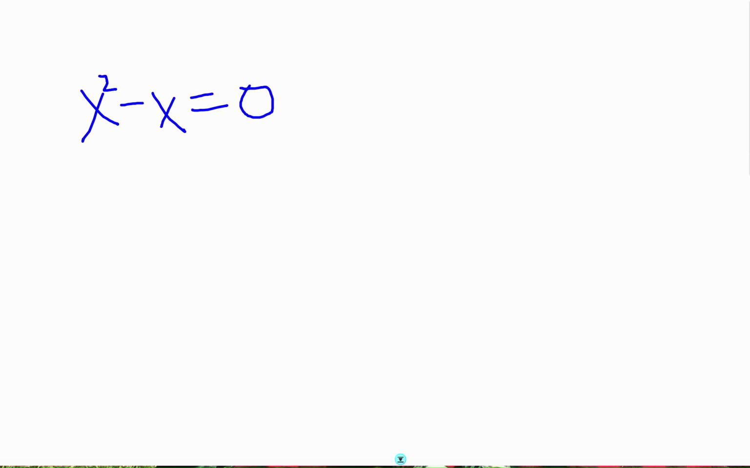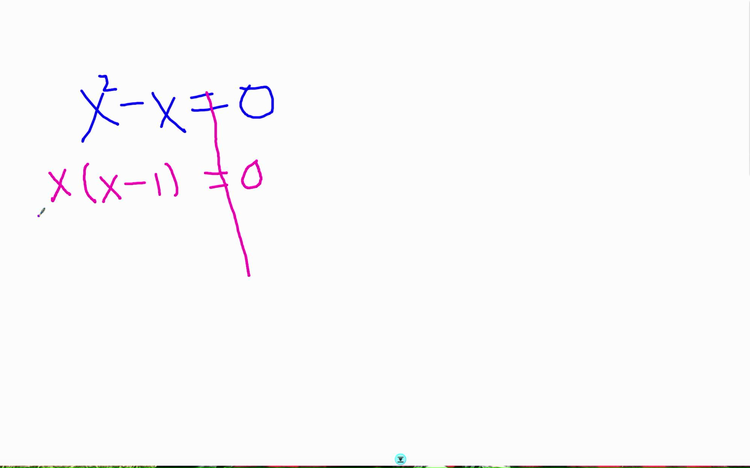So here we have a binomial instead of a trinomial. We just have 2 terms here. And so again, I'm solving. It's equal to 0, so it means I'm trying to solve for x. So when I go to factor this, I notice both terms have a common factor. They both have an x. So when I factor that x out, I get x times x minus 1 equals 0. So I just factored out the greatest common factor.